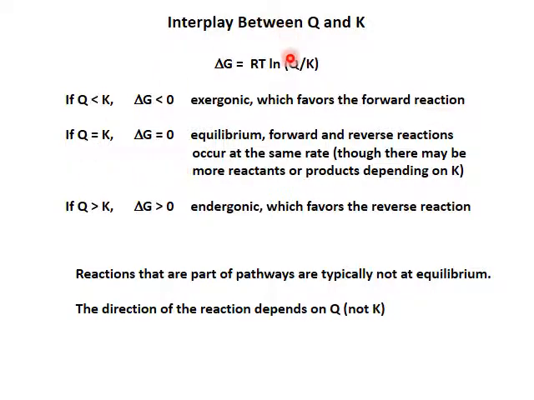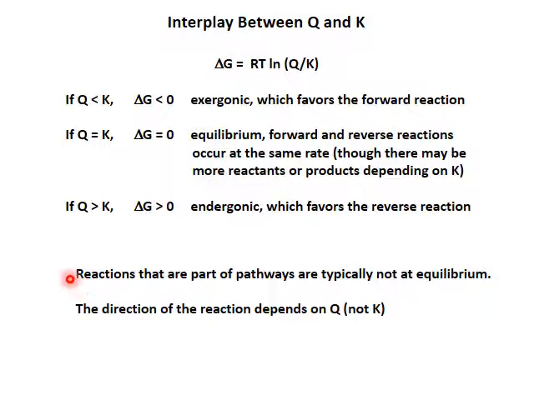And if Q equals K, we're at equilibrium. So natural log of 1 is 0, delta G equals 0. Although it should be noted that there may be more reactants or products depending on what that K value actually is for that particular reaction. That's exactly what we saw with the example of glucose 6-phosphate being converted to fructose 6-phosphate.